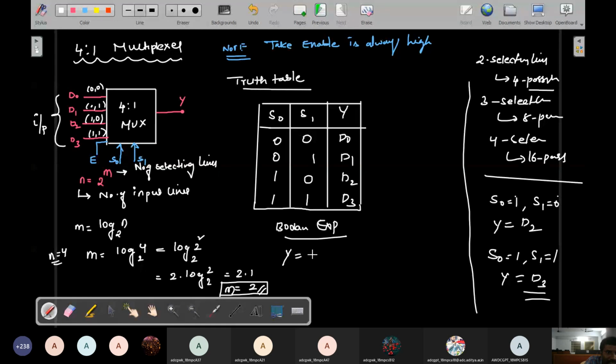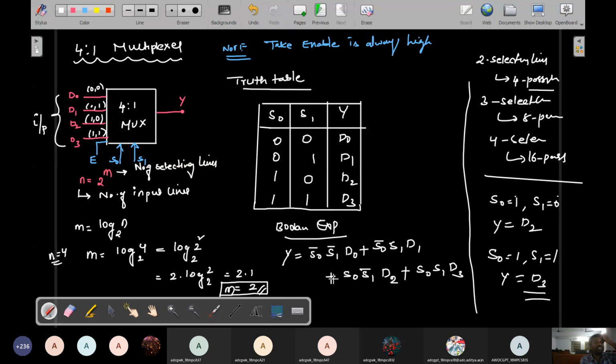So these are both complementary. Therefore S0 bar, S1 bar, D0 plus, and what is the output of D1? D1 is nothing but output. Now second case output is S0 bar, S1, D1 plus. And what is the third case? S0, S1 bar, D2 plus, now both are same condition, high condition. If 0 condition means complementary, high condition is direct connection. S0 S1 D3. So this is your Boolean expression.